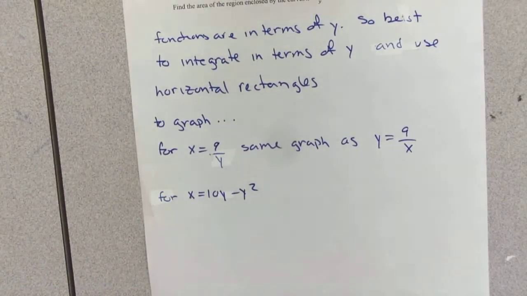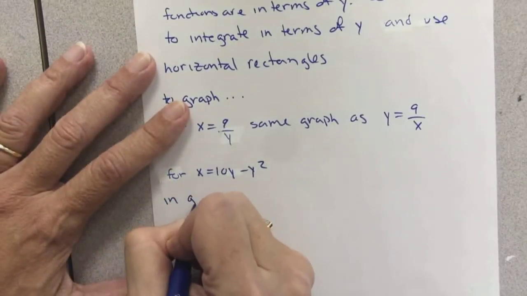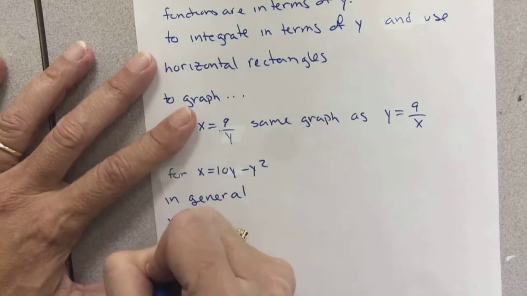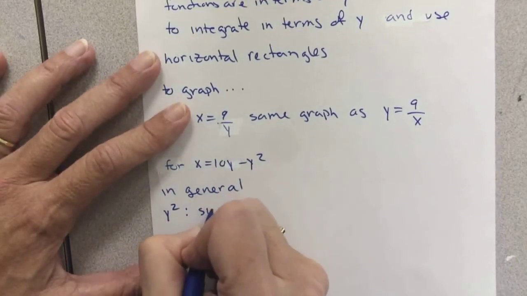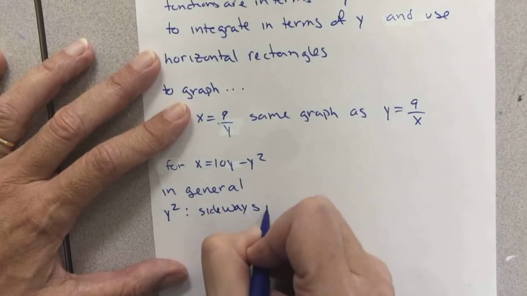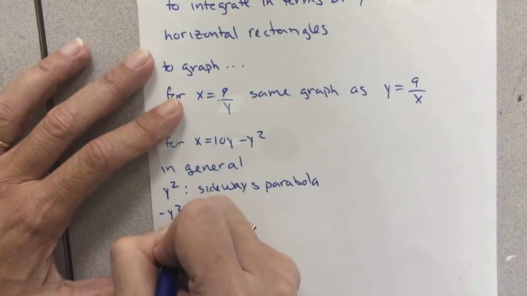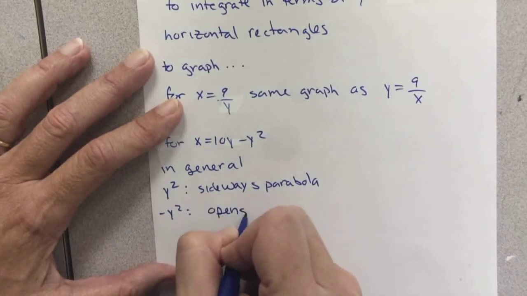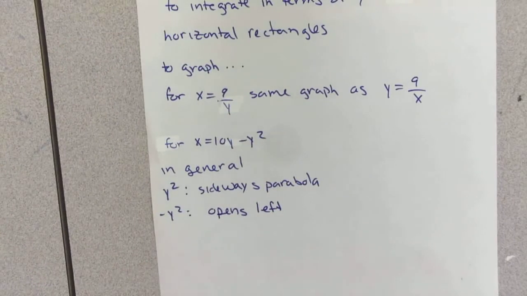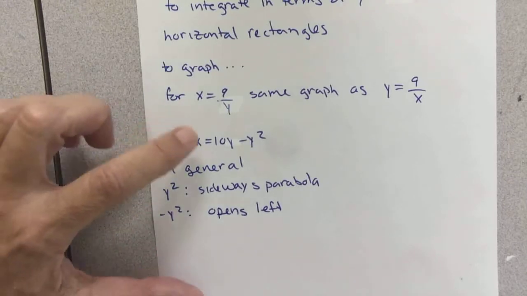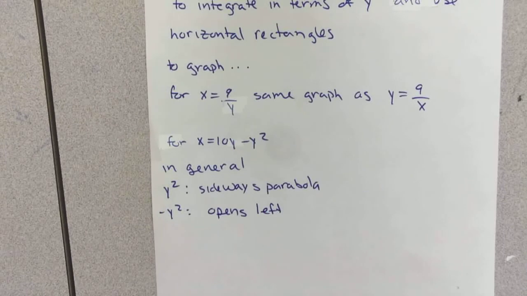Some things to note in general: the y squared makes it a sideways parabola, and the negative y squared means it opens left. Other than that, unless you had a really good algebra teacher who spent the time graphing sideways parabolas, you may not know how. I know when I teach college algebra on this campus, I never spend the time doing that.